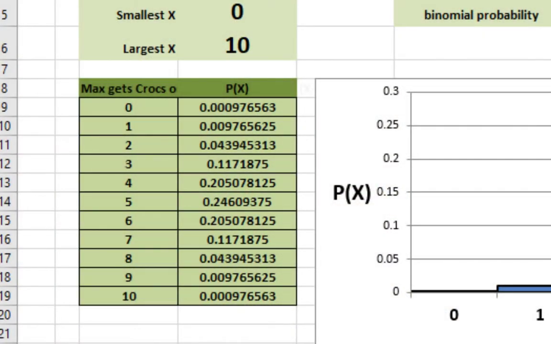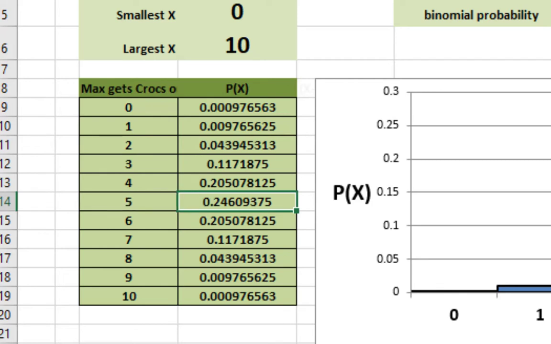On average, it's 5. But here's the deal. That average also has a standard deviation. We can use those two together to set up some ranges. For example, as we just saw, the average happens about 25% of the time. You can tell right here, it's 24.6%, that's 25.